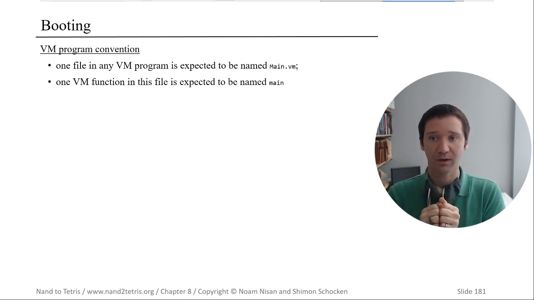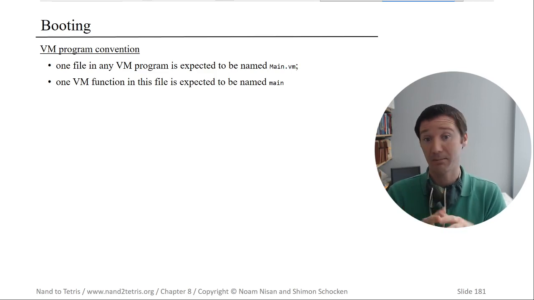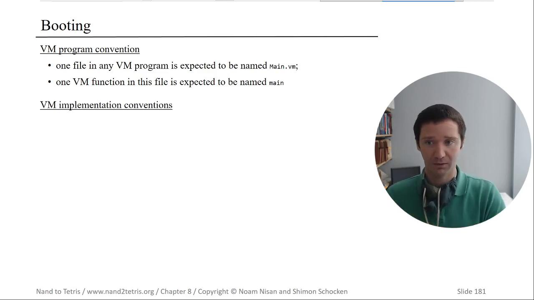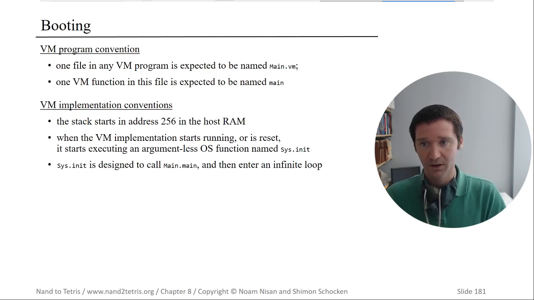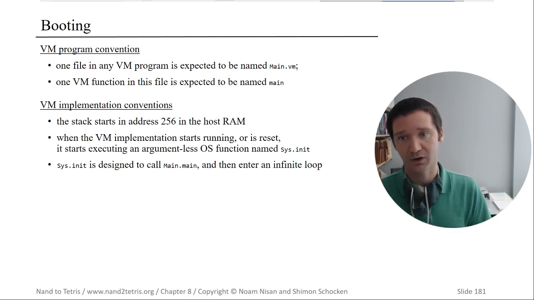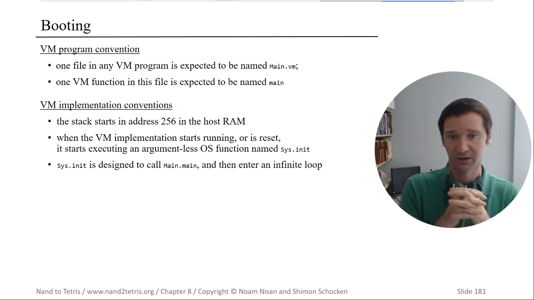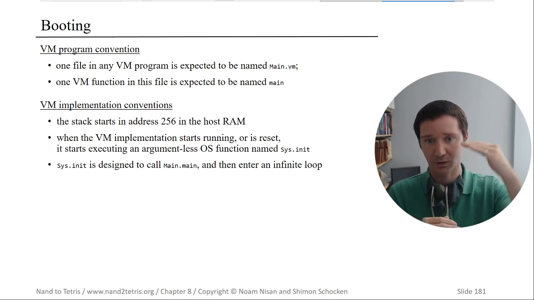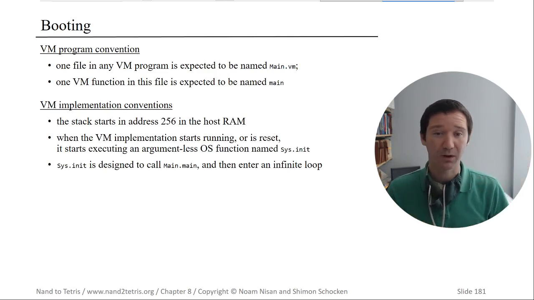So we're going to have one file in a VM program. It's expected to be called main.vm, and one function in this file is expected to be called main. So we have a main.main, and we want to run that. The convention we're going to use when we set up everything is that the stack is going to start at address 256. And then every time we push this stack, it's going to increase above that. So when we run a program, we need to initialize our stack so it's ready to be run.